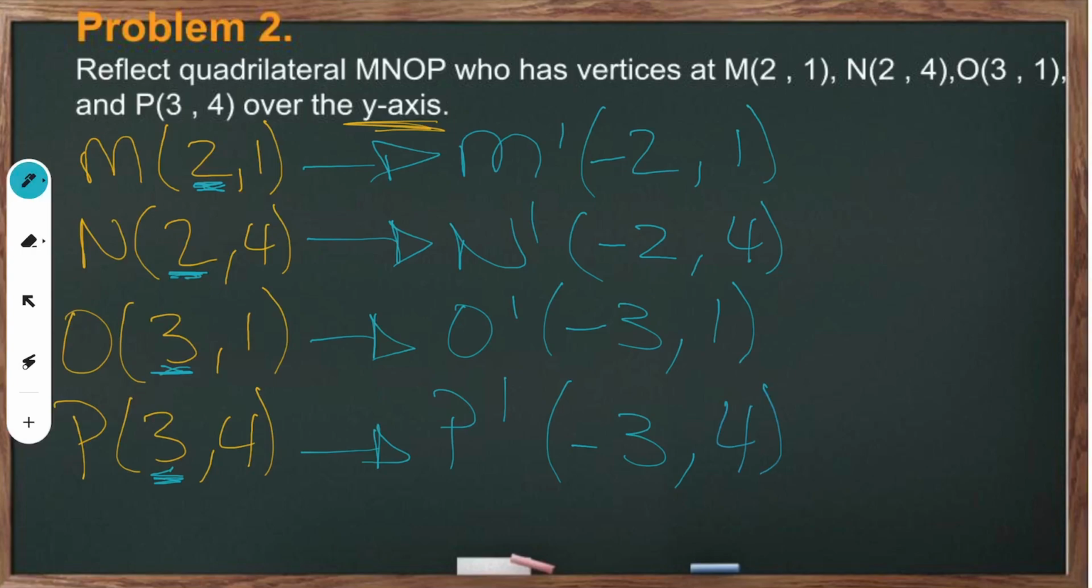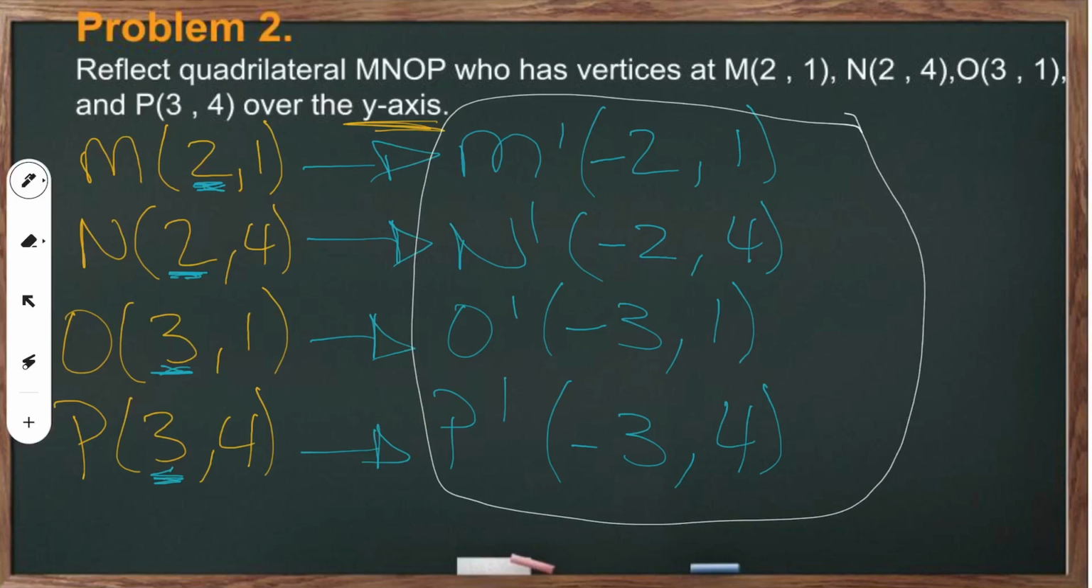Last but not least, identify your points on your new image. I already did it. It's written here. M prime is -2, 1. N prime is -2, 4. O prime is -3, 1. And P prime is -3, 4.